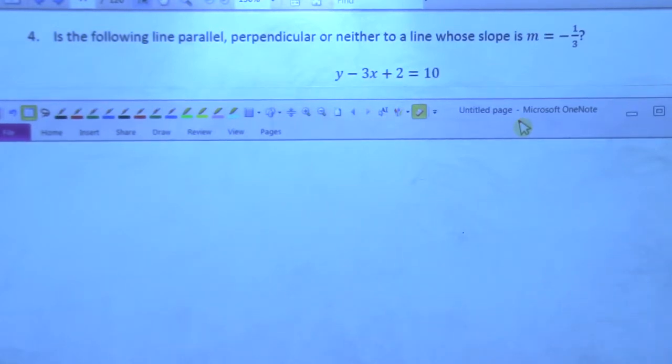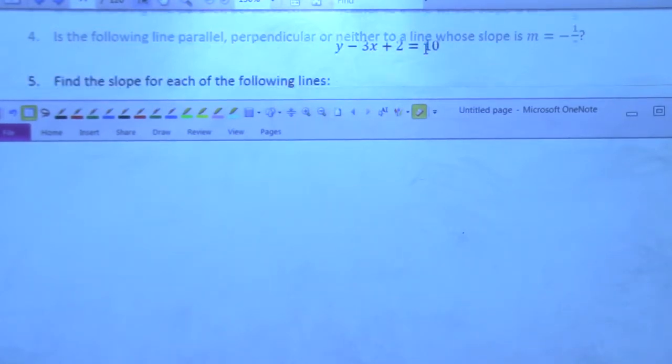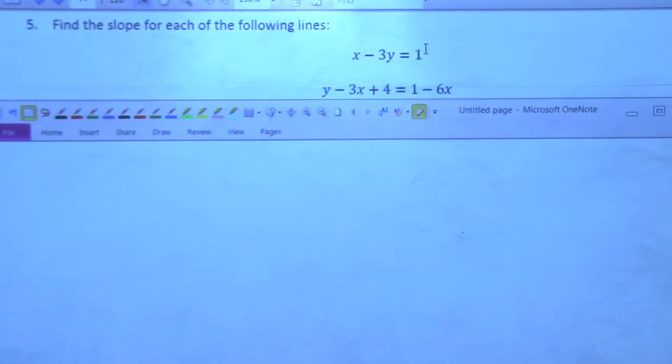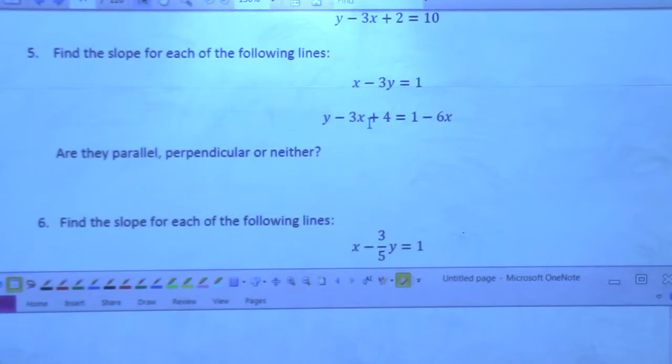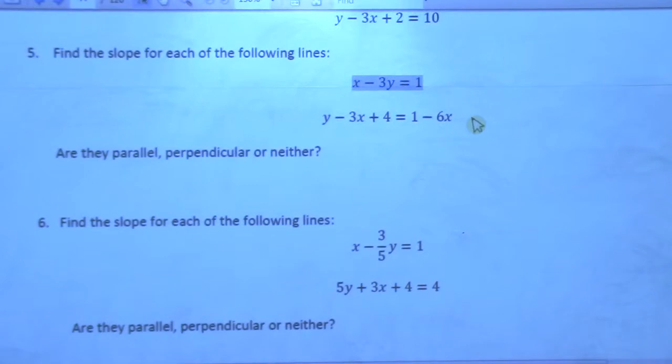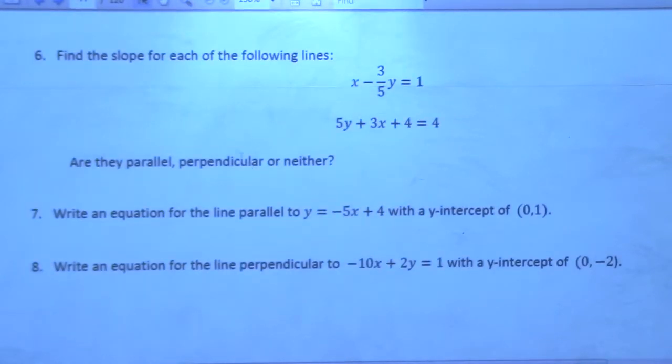All right, moving right along here. I don't know if I want to do this one. Find the slope for each of the following lines. So I give you an equation, you have to find its slope. So that means you have to put that as y equals mx plus b. So solve for y there. Then you do the same thing here. Solve for y here. Then you'll have two slopes, right? Then it asks, are they parallel or perpendicular? Same thing for number 6.